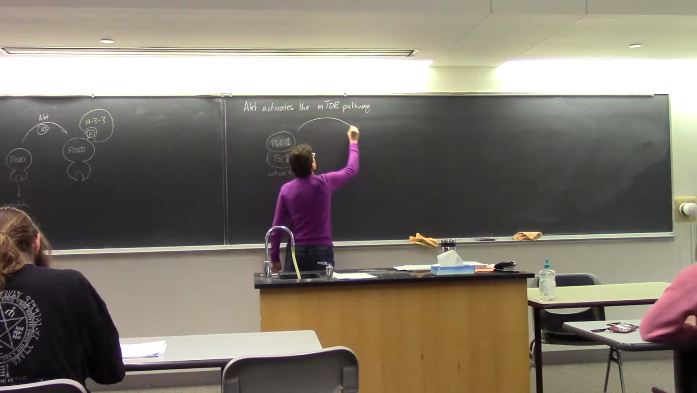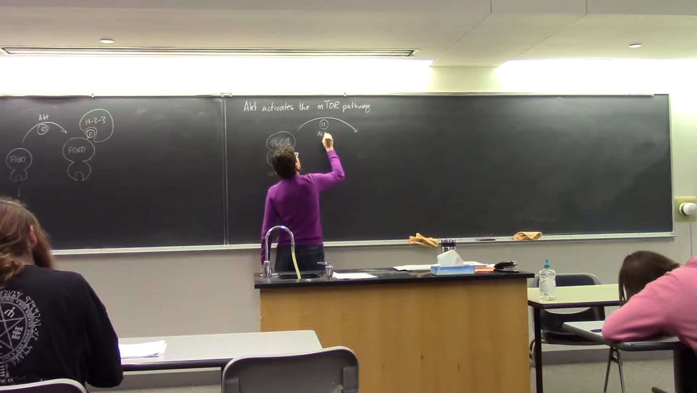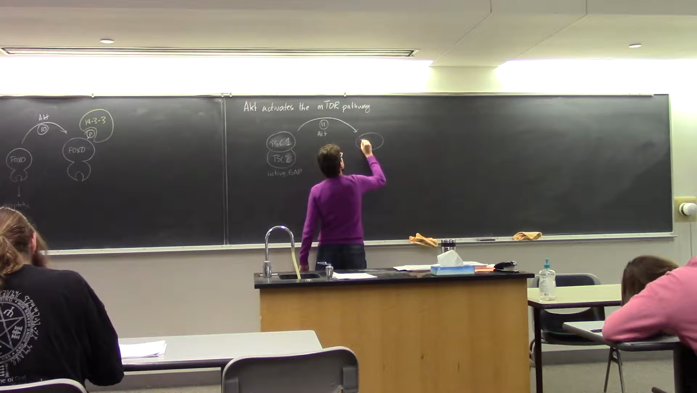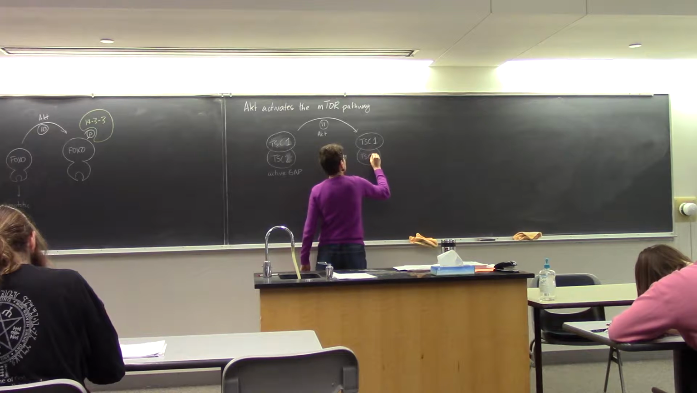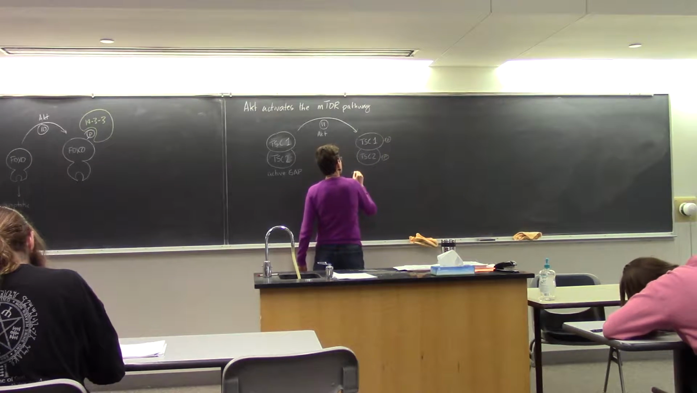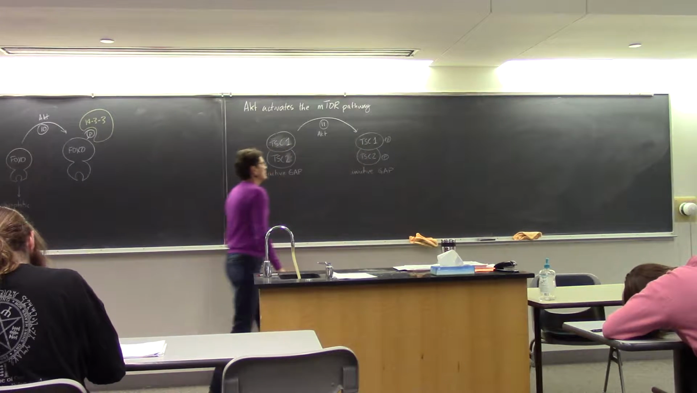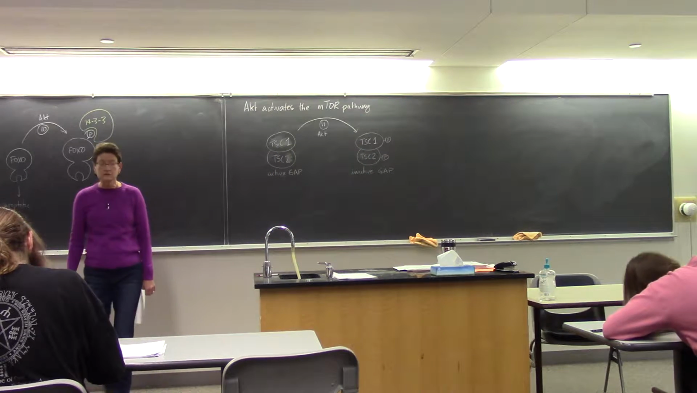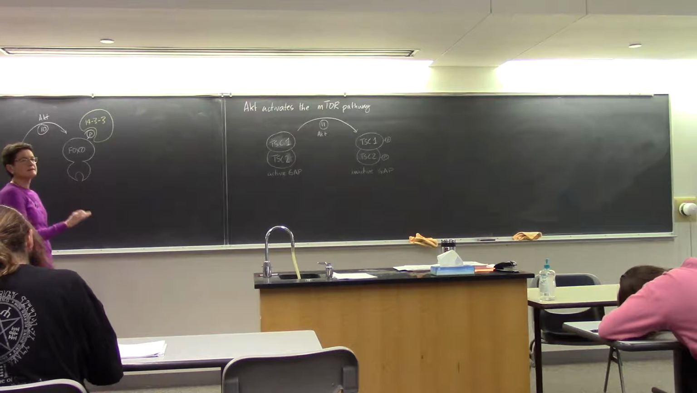But when AKT phosphorylates TSC1 and TSC2, now this is an inactive GAP. Okay, so far so good. So AKT maintains an inactive GAP complex.